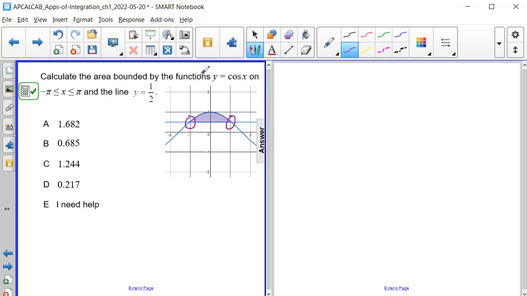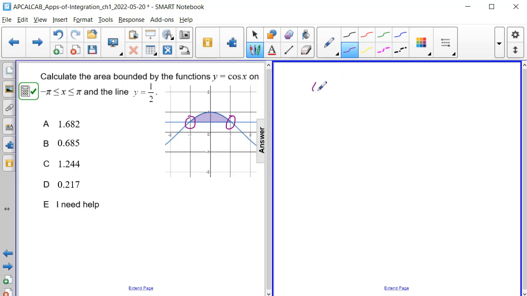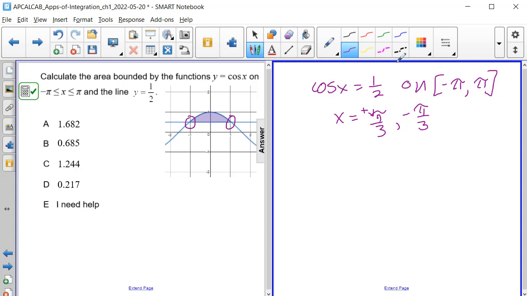So we can take this 1/2 and substitute it in for y in our first equation. Therefore, we have that the cosine of x will be equal to 1/2. So the question is, where is cosine of x equal to 1/2 on the interval from negative pi to pi? Well, this ends up happening at x values that are equal to positive pi over 3 and negative pi over 3. So those are going to be our lower and upper bounds for integration that we have here.